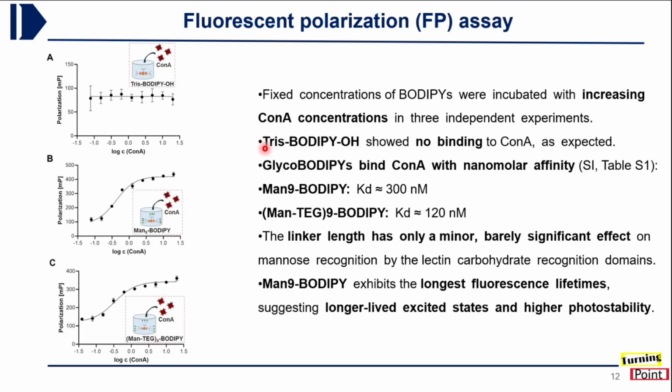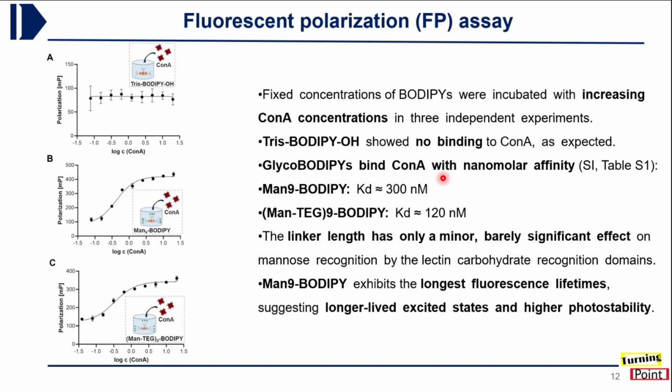Basically, a fixed concentration of body P was incubated with increasing Con concentration in 3 independent experiments. In the first case, there is no binding, so there is no change in the polarization, as we discussed in the previous slides. And in the case of glycobodies, there are bindings, so there is a change in the polarization. It goes to high polarization in both cases.